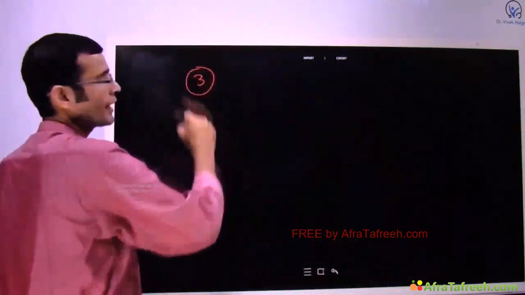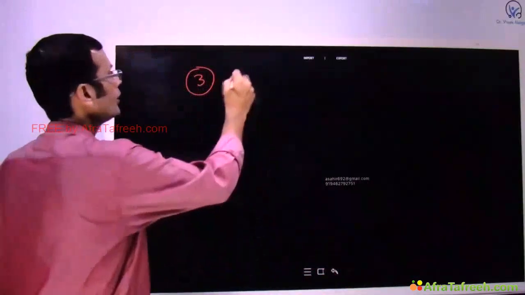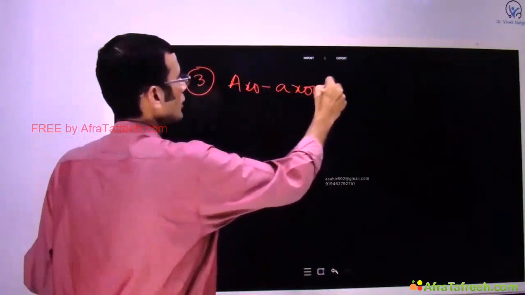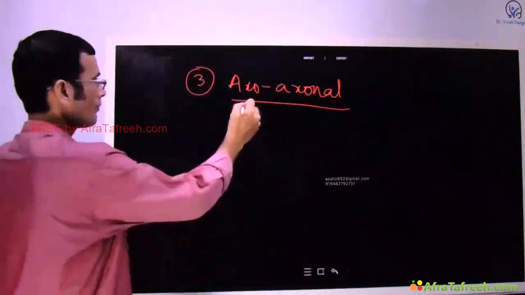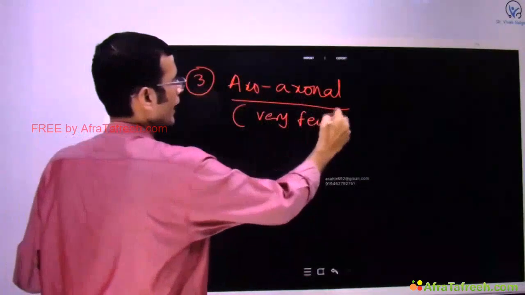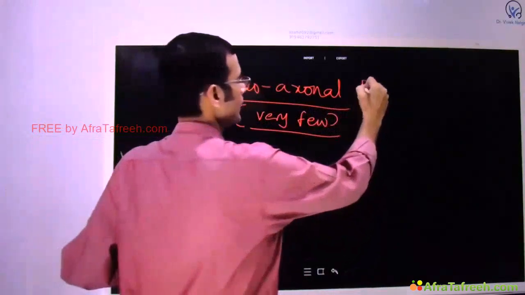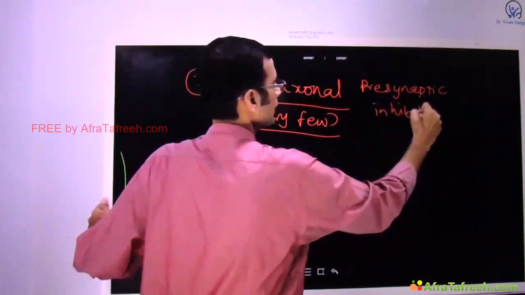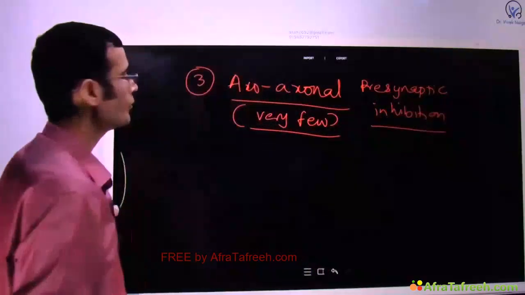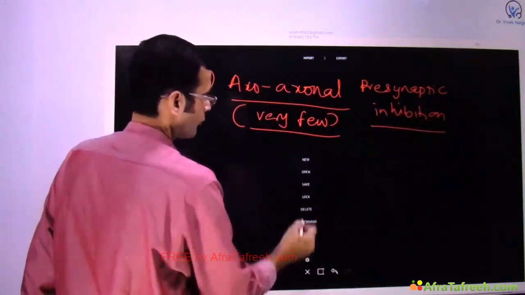We are looking at the types of synapses. We said maximum are axodendritic and they are facilitatory. Some are axosomatic and they are inhibitory. We saw the example. And the third one is the axonal type of synapse. Very few synapses are of axonal type. What do they specialize in? They specialize in presynaptic facilitation or presynaptic inhibition. That's where axonal synapses come into action, or they are required for these.